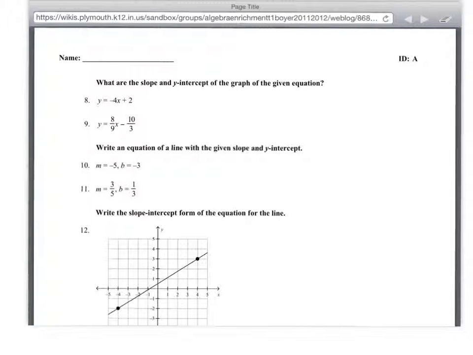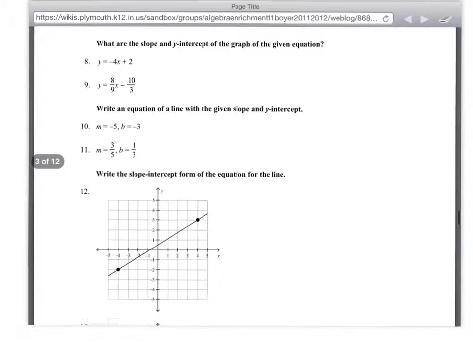I'm going to do problem 8 because that's a pretty simple one to do. I want to know the slope and the y-intercept. Well, the slope is the number in front of the x, and that's just -4. And the y-intercept, which we call b, is just 2. So that's how you would do a problem like that. That's pretty simple, I think, right? So let's do another one now.